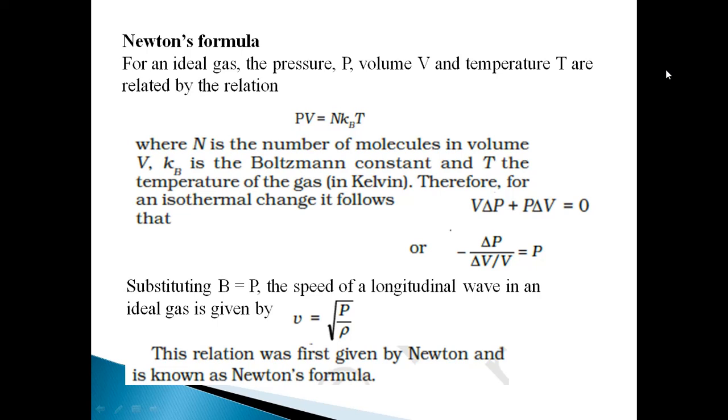So he changed the formula for bulk modulus. He wrote B equal to P. So he changed the speed of a longitudinal wave for an ideal gas to v equal to square root of P by rho. The general one was square root of B by rho. So Newton tried to prove that velocity is equal to square root of P by rho, pressure by density. Now this is known as Newton's formula.